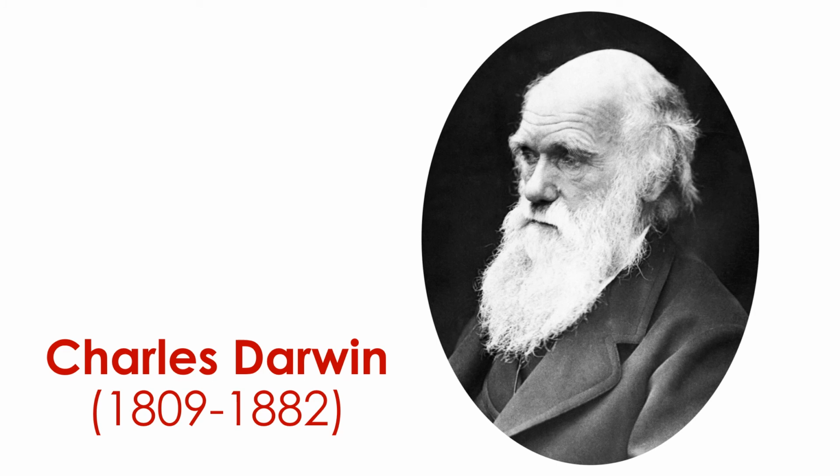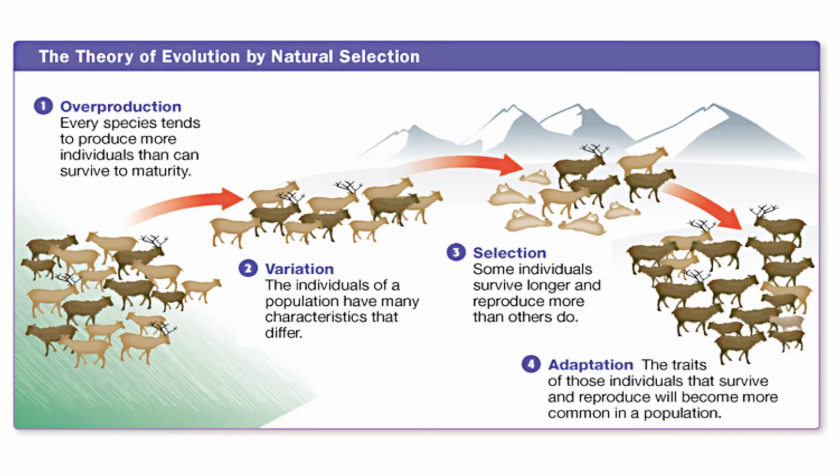Let's talk about Charles Darwin, the famous English naturalist who, along with Alfred Russel Wallace, first proposed that organisms change over time, from generation to generation, due to a process called natural selection. Natural selection is a form of microevolution.